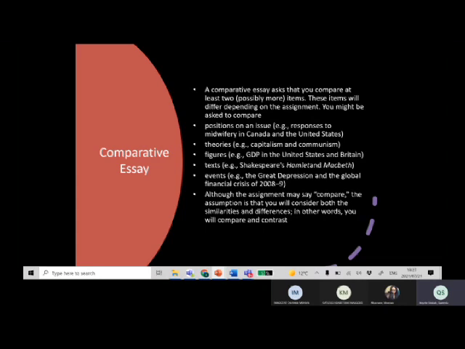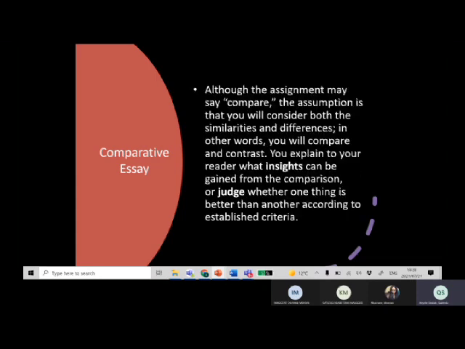So although the assignment may say compare, the assumption is that you will consider both similarities and differences. In other words, you will compare and contrast. I want you to note this because sometimes compare is providing similarities and contrast is providing differences. But what they're saying here is that even assignments that just say compare, when you're providing a comparison of two things, it's important that you provide both the similarities and the differences. And that is one thing I want you to note in your notebook. Whenever you're comparing, you provide both the similarities and the differences.